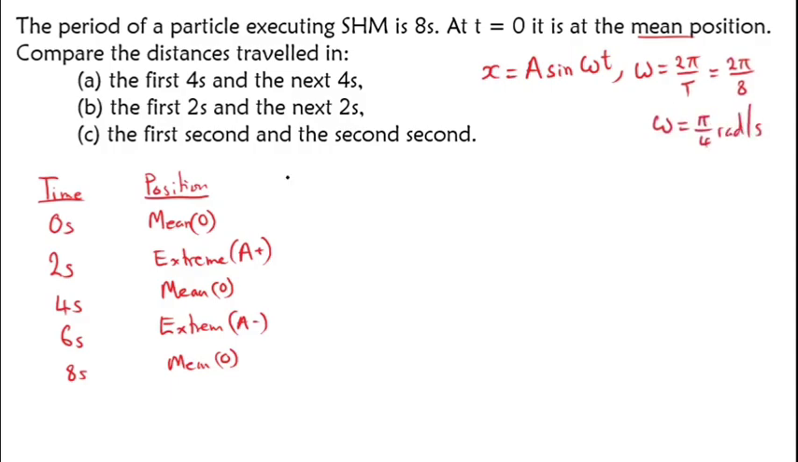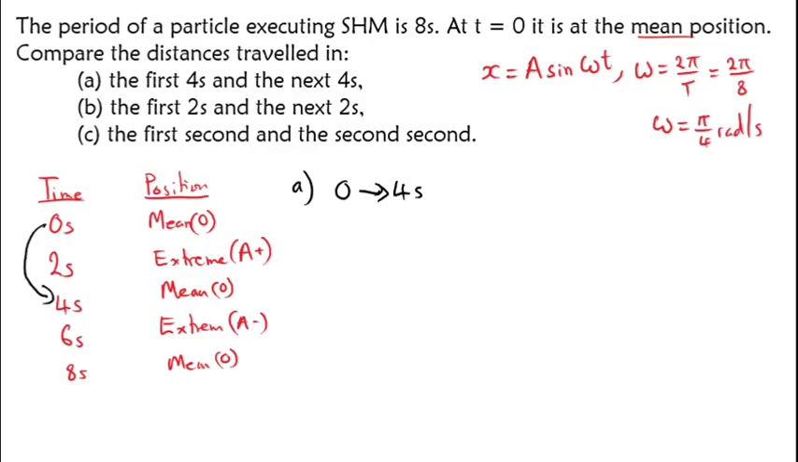So now let's answer our first question, part A. It says, compare the distances traveled in the first 4 seconds and in the next 4 seconds. So in the first 4 seconds, that's from 0 to 4. What happened in the first 4 seconds? We moved from here to here.